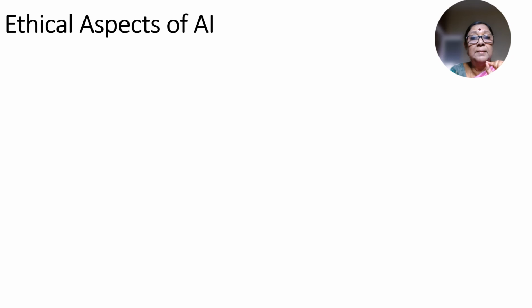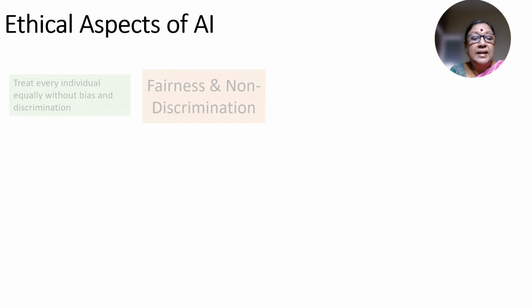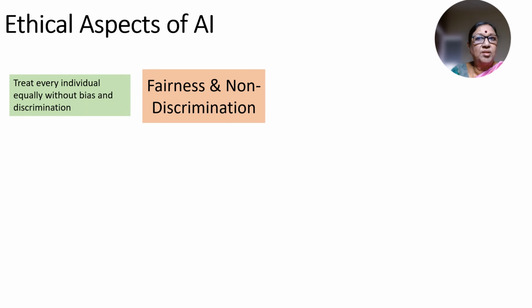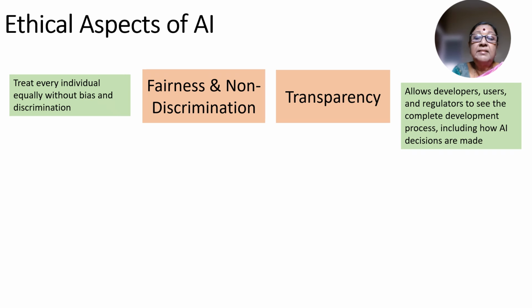Then we talk about another important aspect of AI, since it is now affecting our everyday life, especially. So, some ethical aspects are fairness and non discrimination. This I already told you with the job example. So, the job of AI, or the person who's designing that AI system, it has to treat everyone equally without any discrimination. Then transparency. It should allow the developers, users, regulators, everyone to see the complete development process, and also how AI has taken a decision. What are the factors that led to this decision? This has to be transparent. It has to be shown openly.